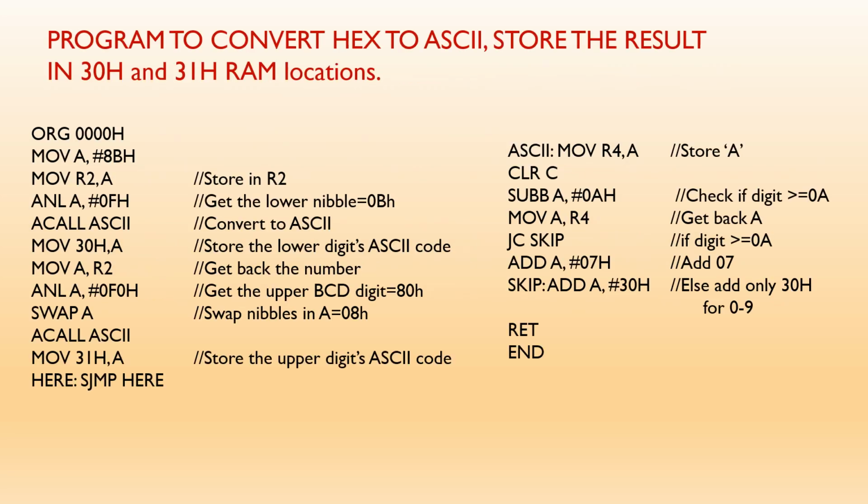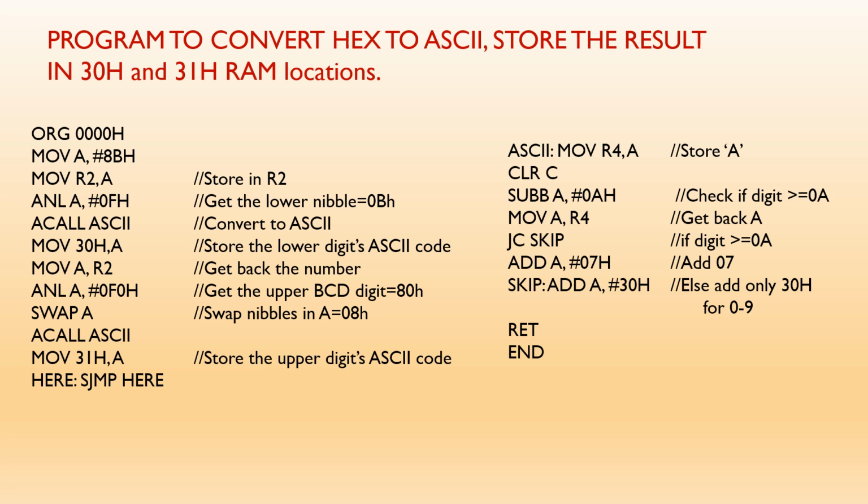So this is a program to convert the hex to ASCII. The converted two ASCII values are stored in the locations 30H and 31H. So I'll get the data 8B. As 8B is taken in the A register, I'll store the data in R2 by using MOV R2, A. Then I'll AND the data in A with 0F to get the lower nibble. Once I get the lower nibble, an ASCII subroutine has been written, so I'll use the instruction ACALL ASCII. ACALL stands for absolute call. It's a 2-byte instruction.